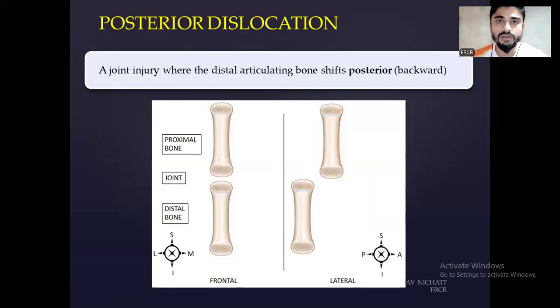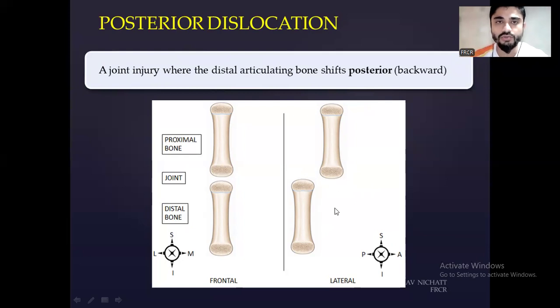Posterior dislocations are more common in hip joints. Okay, so what is the definition of posterior dislocation? A joint injury where the distal articulating bone shifts posterior, backward. Okay, so this is the frontal radiograph. In the frontal radiograph, it is difficult to identify anterior and posterior dislocation. Only on the lateral radiograph is it easy to tell whether the distal articulating bone has slipped anteriorly or posteriorly.